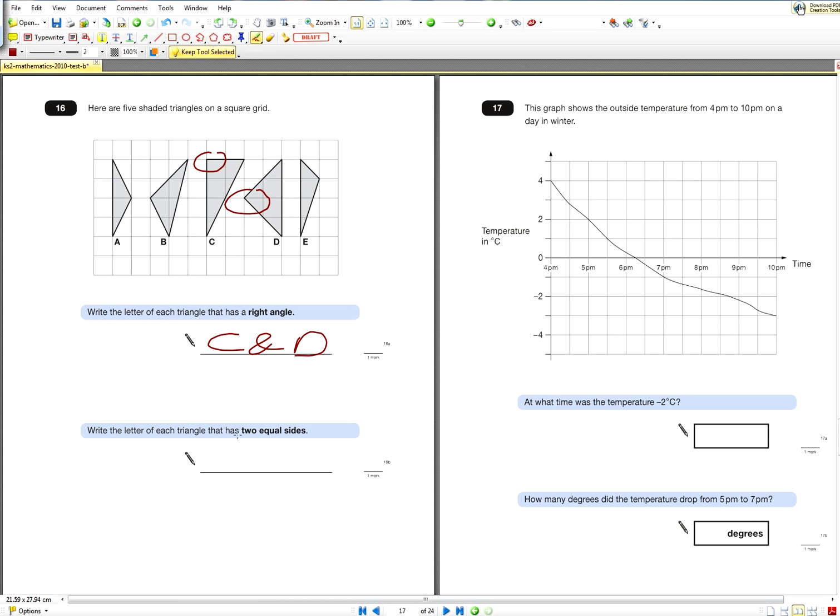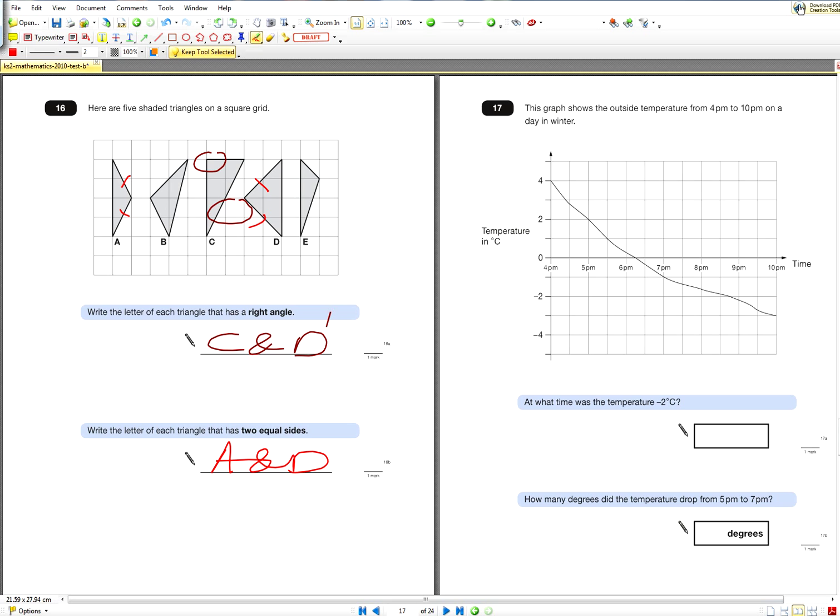Write the letter of each triangle that has 2 equal sides. So 2 equal sides is going to be this one here, A. So 2 equal sides, which are the one? And D. D, this one. Whoops. Okay, so A and D.